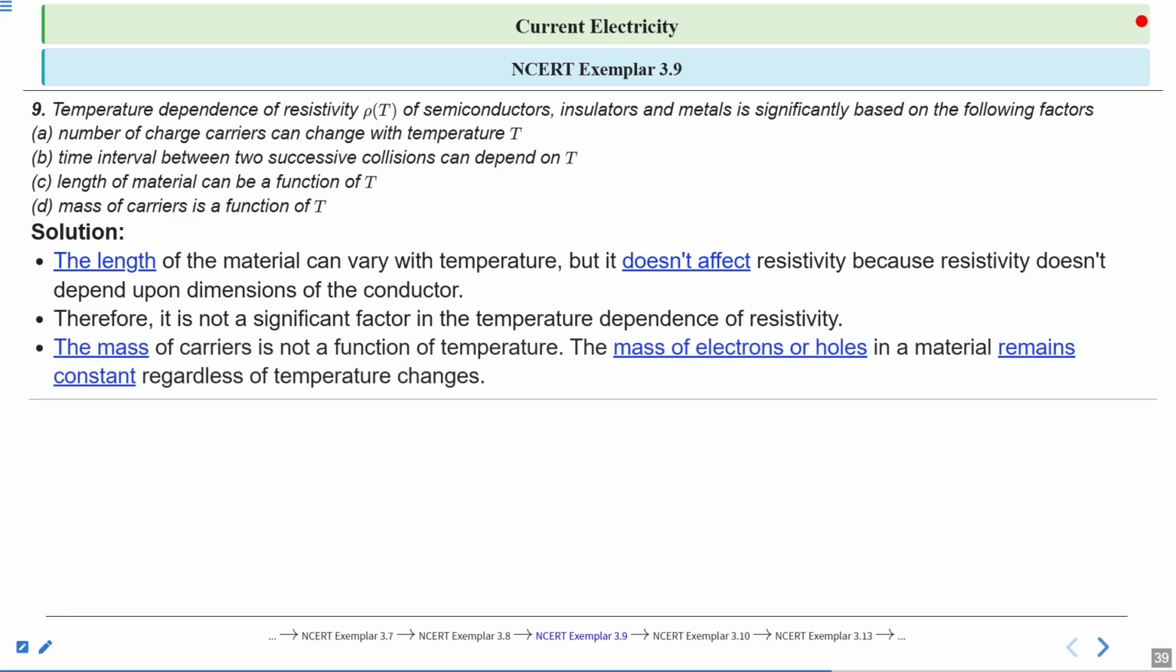The mass of the carriers is not a function of temperature. The mass of electrons or holes in the material remains constant regardless of temperature changes. Mass will not change if we increase or decrease the temperature. So option D is also incorrect. Option C is also incorrect.